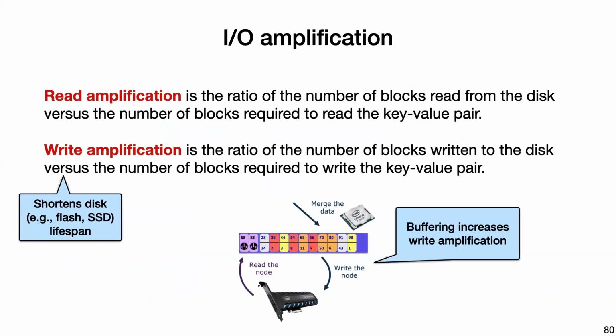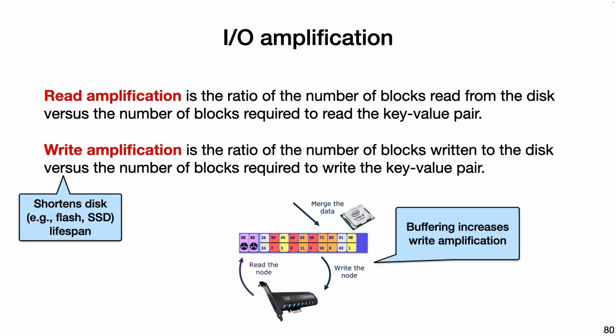So there are two other metrics when you talk about the performance of cache-friendly trees or cache-friendly data structures in general. These are not reflected in the ideal cache model, but they're practical concerns. One is called read amplification, which is the ratio of the number of blocks that you read from the disk versus the number of blocks that you actually had to read.